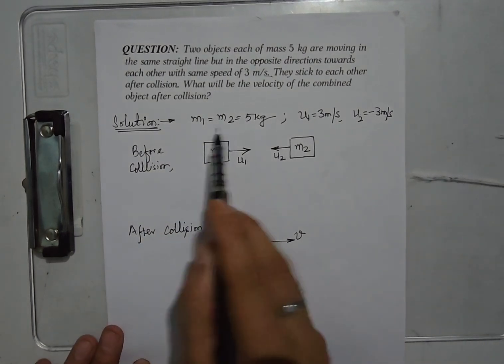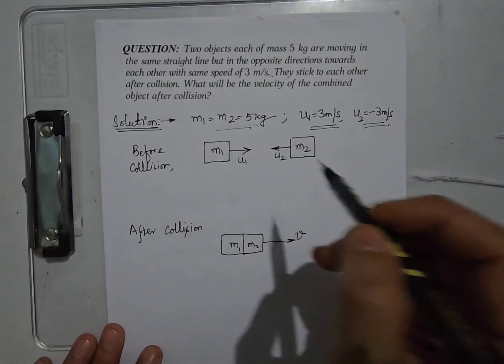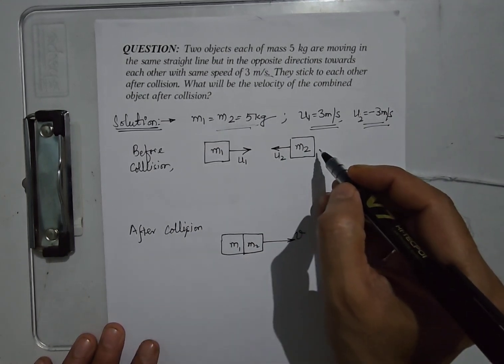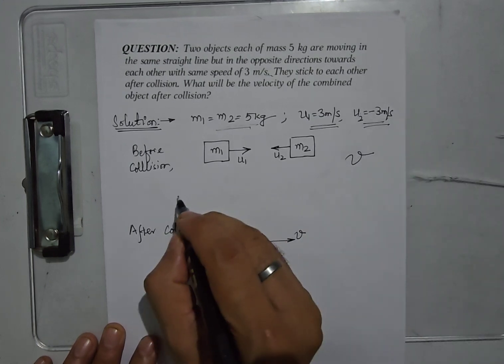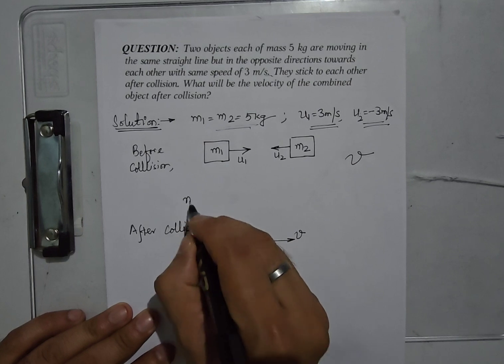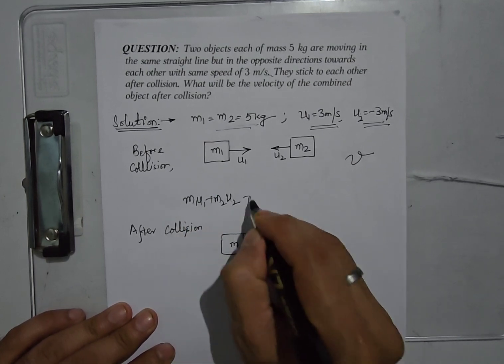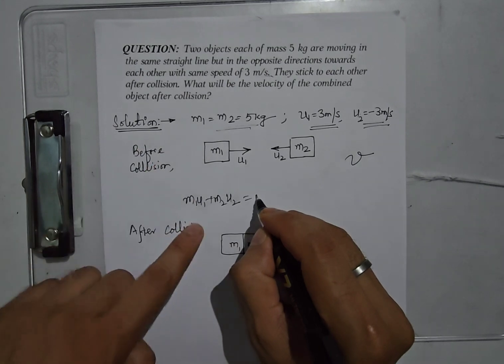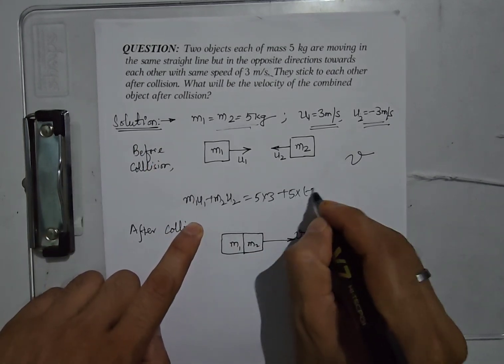See, m1 and m2 are both the same. u1 is 3 meter per second and u2 is equal to minus 3. So this would be solved using the law of conservation of momentum. Let the velocity of the combined object be v, suppose. Then you can say before collision and after collision. m1 into u1 plus m2 into u2 is equal to, you just put the values, 5 into 3 plus 5 into minus 3, which is equal to 0, right?